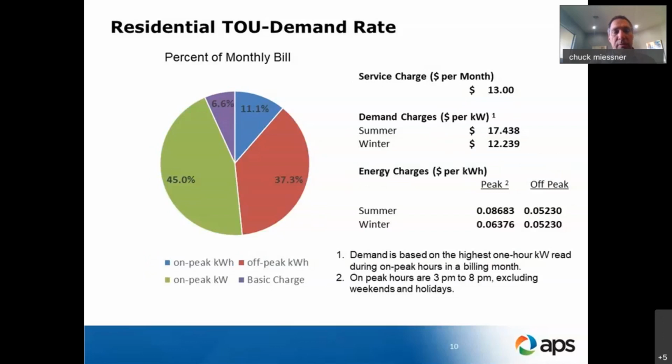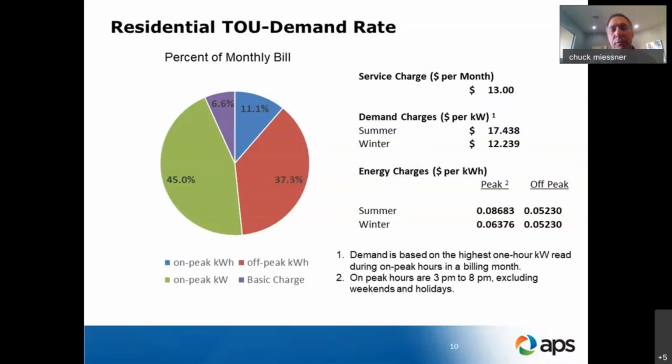As I mentioned before I leave this, the demand is only on peak, so it's only during 3 p.m. to 8 p.m. Weekends, night times, mornings, and holidays are all, demand is not affected during those times, so that helps. The other thing that really helps is if you look in the fine print, comment number 1, demand is based on the highest 1-hour peak.